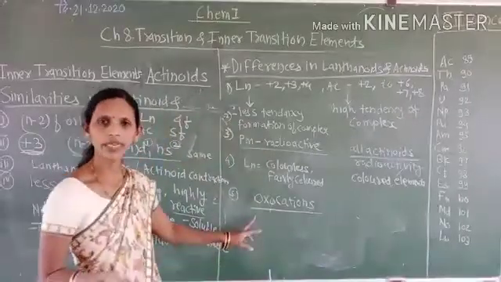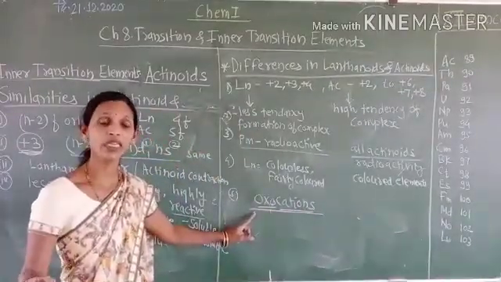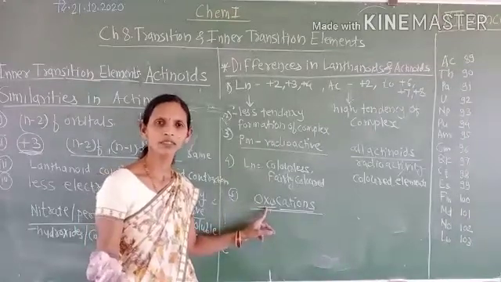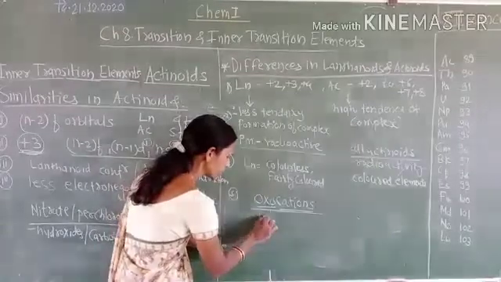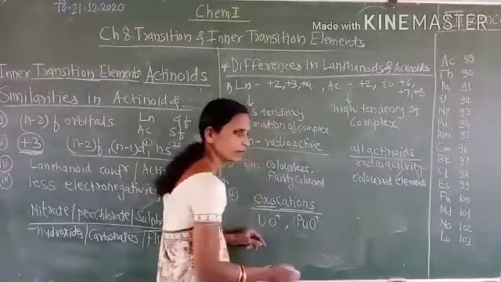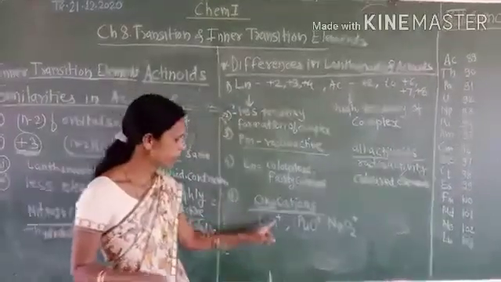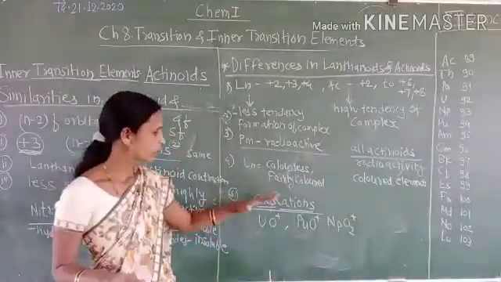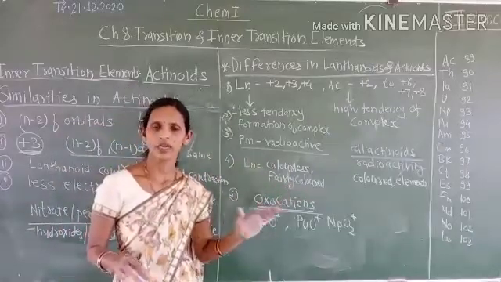What are oxocations? They are elements having a tendency to form cations in their oxide form. Actinoids form the uranium oxide cation, as well as oxocations of plutonium and neptunium, like this. These are examples of oxocations shown by actinoids, but such oxocations cannot be formed by lanthanoids. These are the differences between lanthanoids and actinoids.